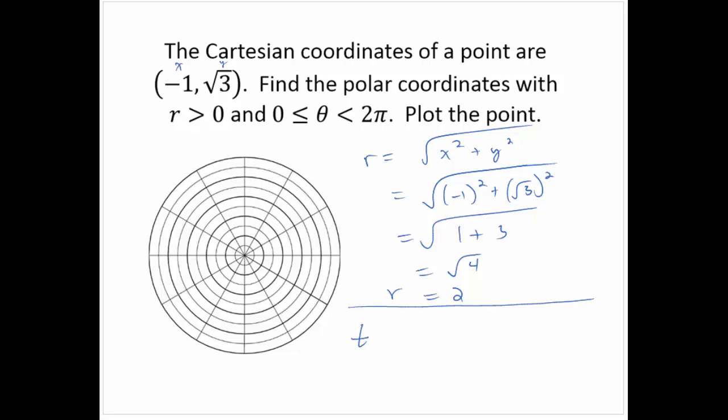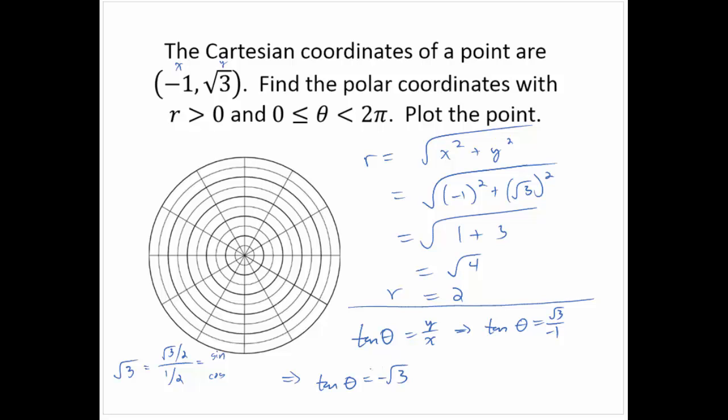And tangent theta is y over x. So then tangent theta is root 3 over negative 1. So then tangent theta is negative root 3. All right, so now remembering what I've learned in trigonometry, tangent theta is root 3. If you think of your special angles, square root of 3 I can think of as the square root of 3 over 2 over 1 over 2. And so where's the tangent? Remember that we can sort of think of the tangent as the sine over the cosine. And so where is the sine root 3 over 2? Where is the cosine 1 half? Well, that would be at pi over 3.